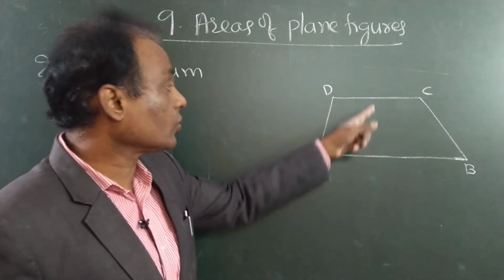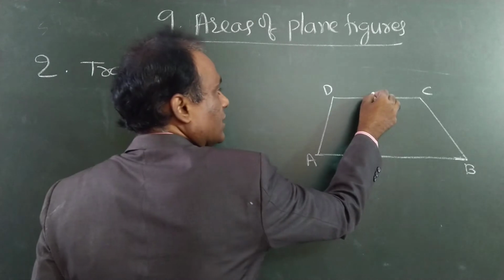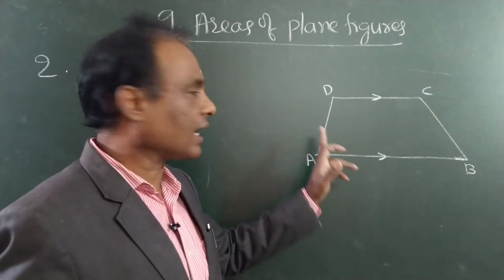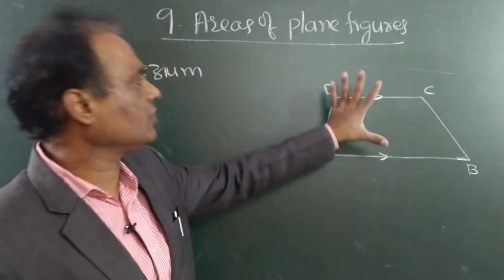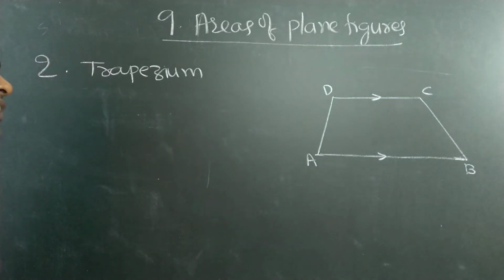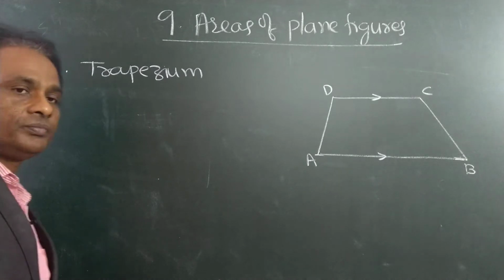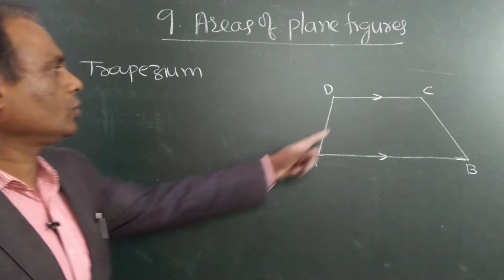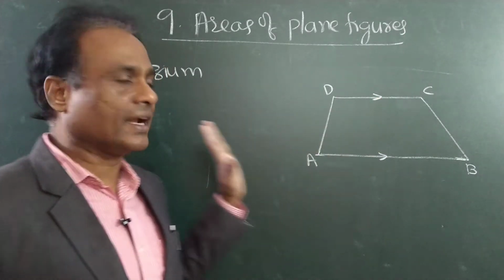Trapezium means two sides are parallel. Say in this diagram, this is parallel to this. If only two sides are parallel, other two are not parallel, so this is a trapezium. Write down. Trapezium, two sides are parallel.